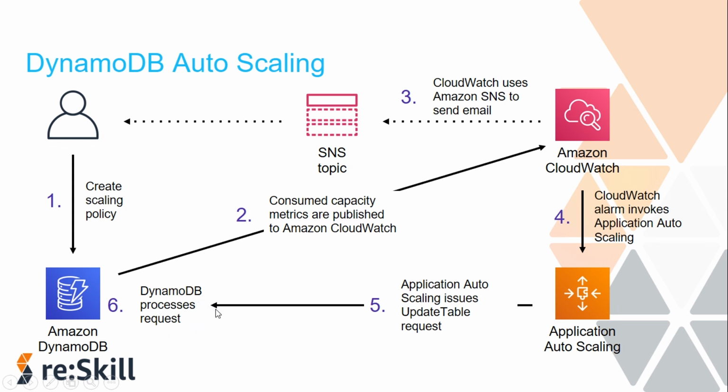DynamoDB will process the request after that, and it will dynamically increase or decrease the table's provisioned throughput capacity so that it approaches the target utilization which we require. So this is how auto scaling works in DynamoDB. The use of DynamoDB auto scaling incurs no additional cost beyond what you already pay for DynamoDB and the CloudWatch alarms. So you can get started by following this simple procedure and you will be good to go.